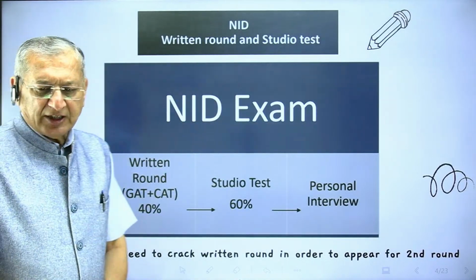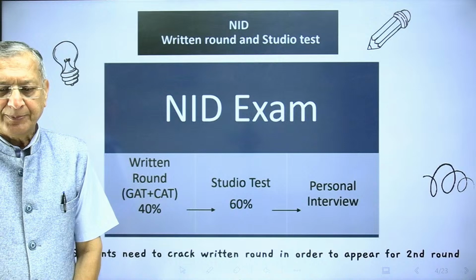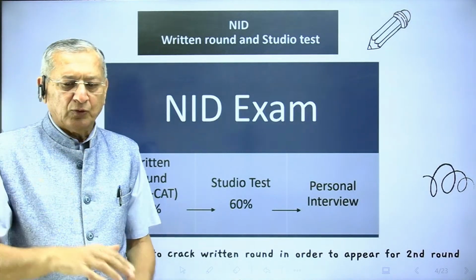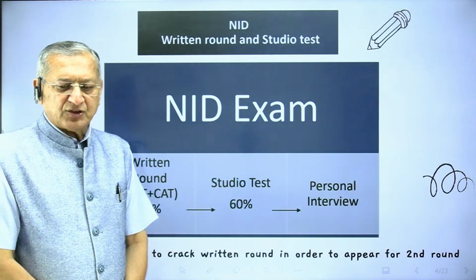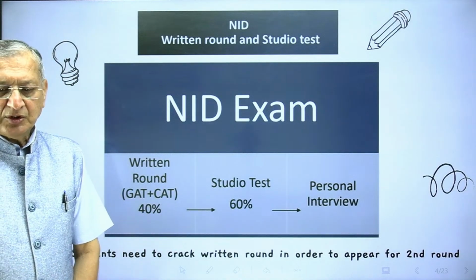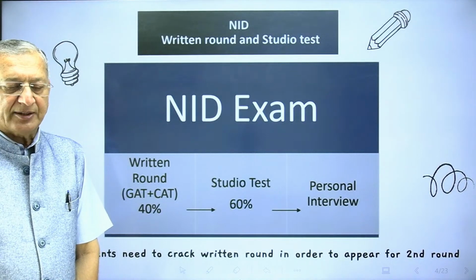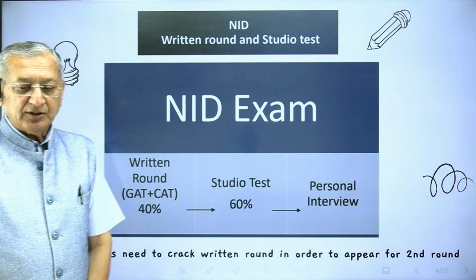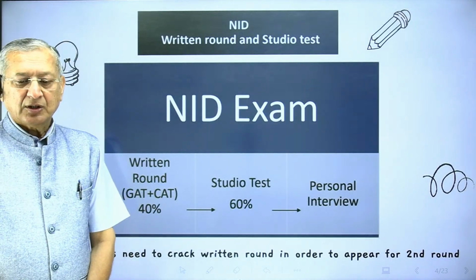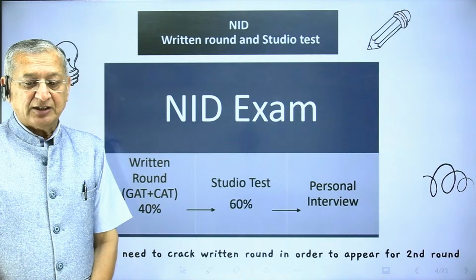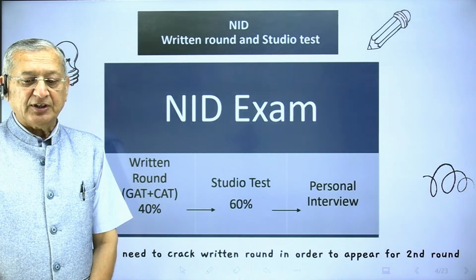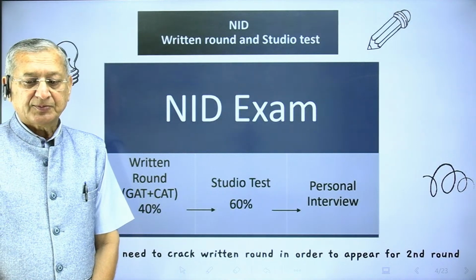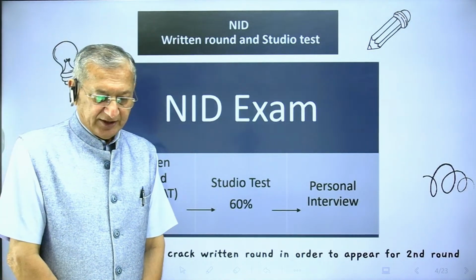First of all, let us understand what an NID exam is. The NID exam is conducted in two phases. The first round, the written round, is GAT plus CAT. The GAT plus CAT value is 40%, whereas the studio test value is 60%. Then it goes to the personal interview.